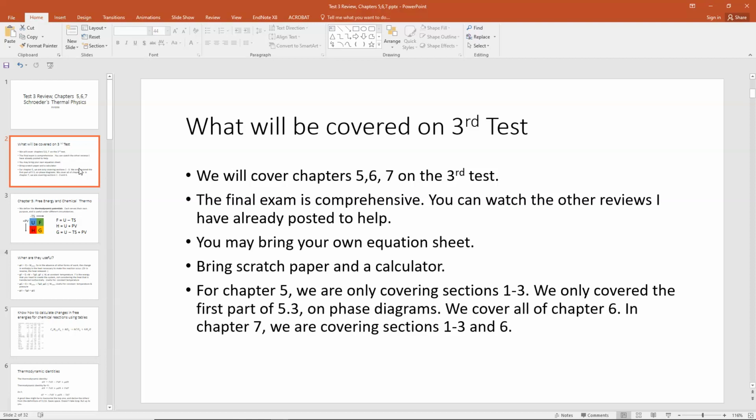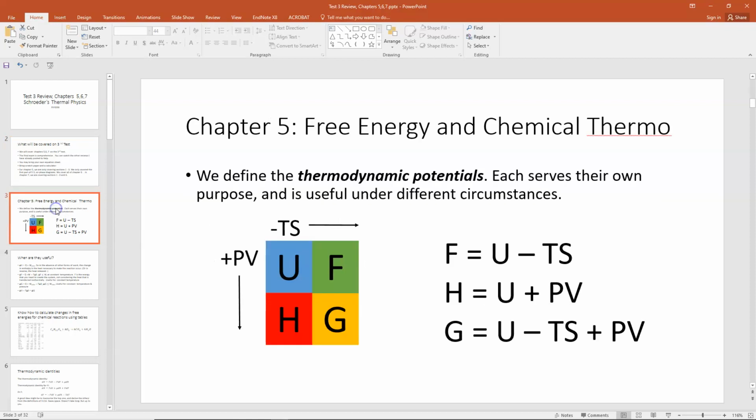Now, what we're covering is sections 1 through 3 in Chapter 5. We only cover the first part of 5.3 on phase diagrams, so don't panic about that. We covered all of Chapter 6, and in Chapter 7 we were running out of time, so we covered sections 1 through 3 and then section 6 on the Bose-Einstein condensates. So basically we covered the Fermi-Dirac distribution for conduction electrons, and then we covered Bose-Einstein condensates.